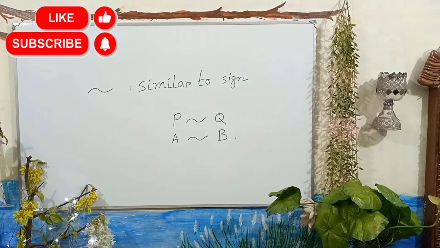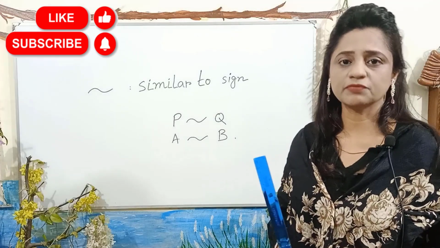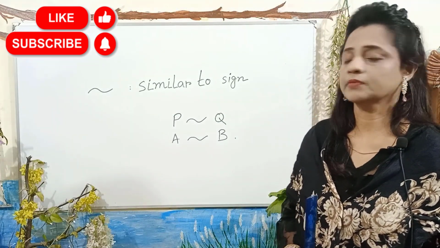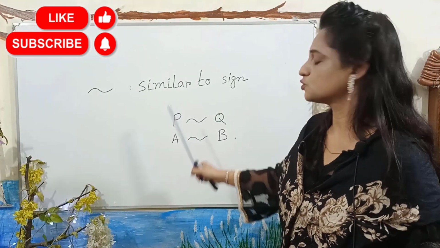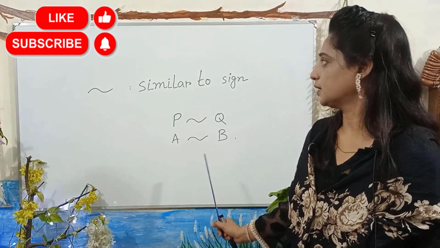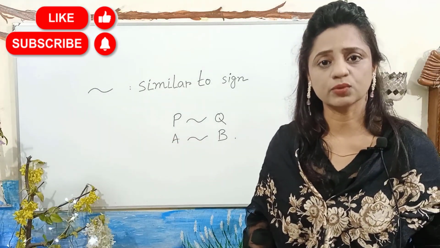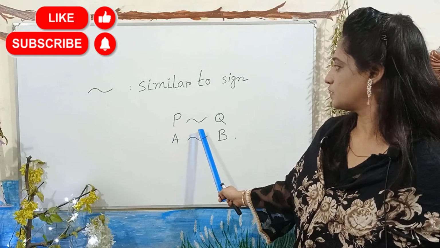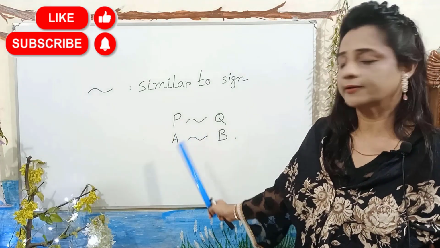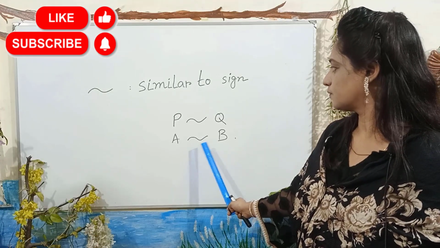This one is the similar to sign. It is a little bit weaker sign than the equal sign, and similar to means if P is similar to Q or A is similar to B, then we express this symbol. Weaker than equal sign, and if P is similar to Q, we can express in this way, or A is similar to B, we can express in that way.